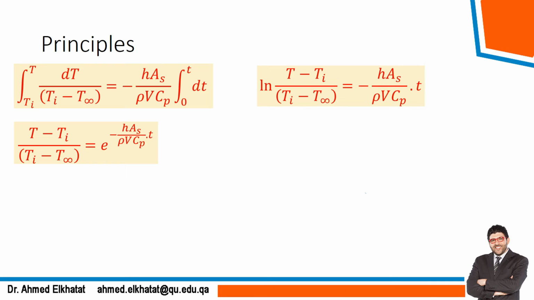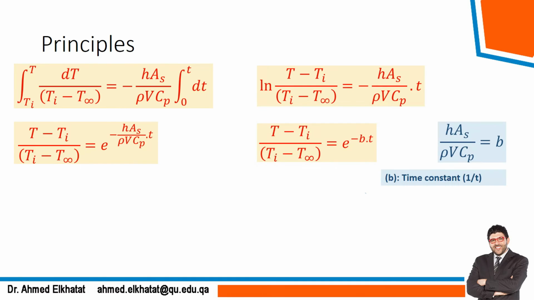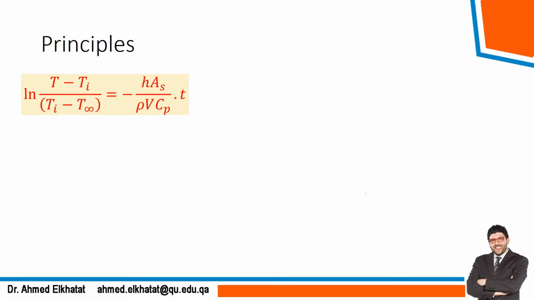Why? Because I calculated this h based on the supposition that the conduction is negligible. This equation is based on conduction being negligible, and the temperature is a function of time only, without position. So how to solve this? Now let's try to solve it.